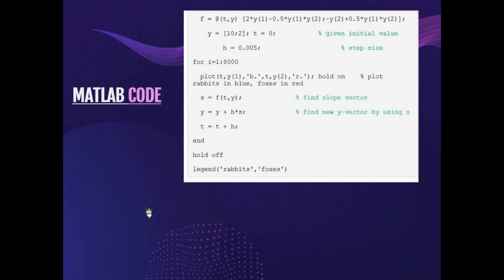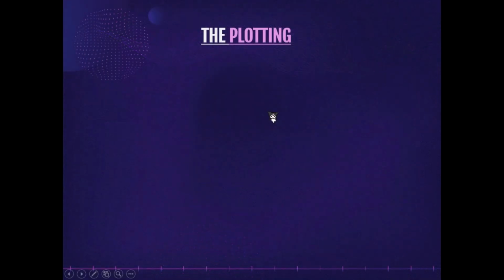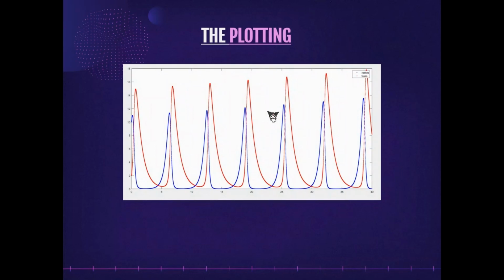About the mathematical formulation, we will assume that the initial rabbit population is 10 and the initial population of foxes is 2. Therefore, we will have the first equation here where we assume that A is equal to 2, B is 0.5, C is 1, and D is 0.5. We let step size h equal 0.05. Then we use this MATLAB code. We will have a plot like this.